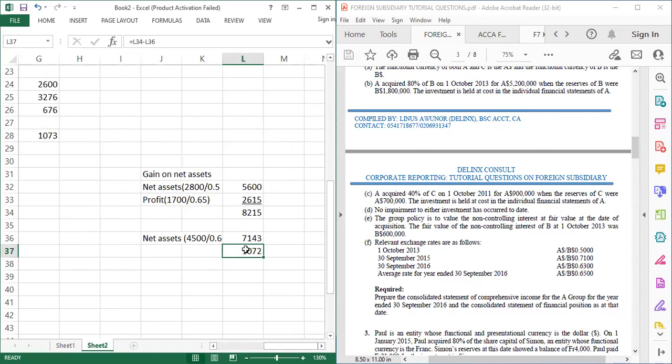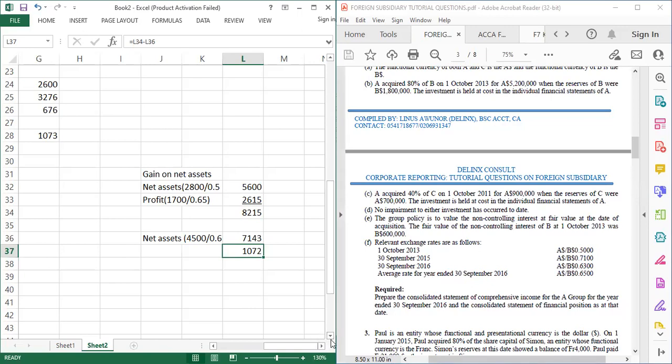But you see, this particular loss, the one that we want to take to the statement of profit or loss, is the one starting from 1st October 2015 to 30th September 2016, because we are preparing the statement for just 1 year. So we want to show the loss for only 1 year. If you want to show the loss for only 1 year, this is how we do it.